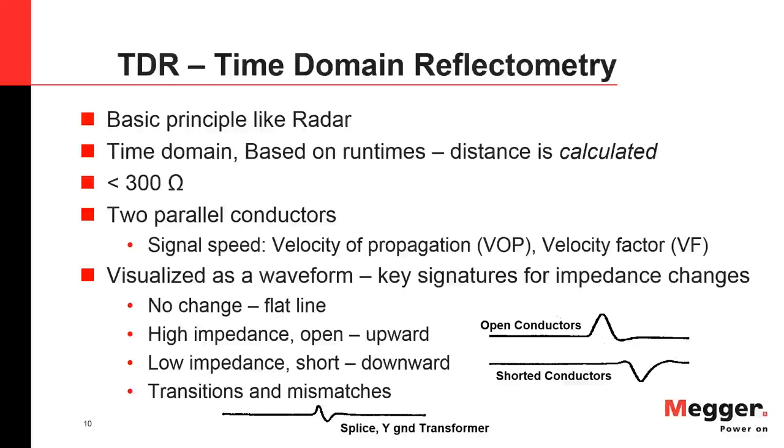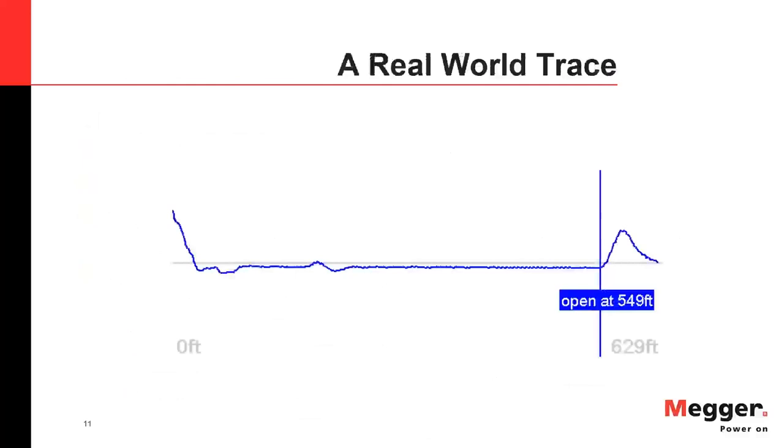Now, a real world trace on a TDR would look something like this. So initially on the left, you have your connection mismatch or the characteristic hookup impedance that is always there. As you can see, it's a fairly nice flat line, and you see the open end is this upward slope at the end of the cable, and the algorithm here flagged it and calculated the distance. Approximately one-third down the trace, you can see this very faint sideways S that would be a splice in that cable. So this is a typical real-world trace that you're seeing here.